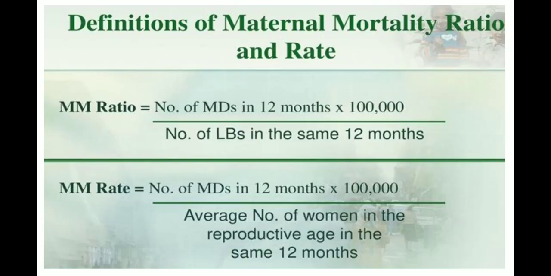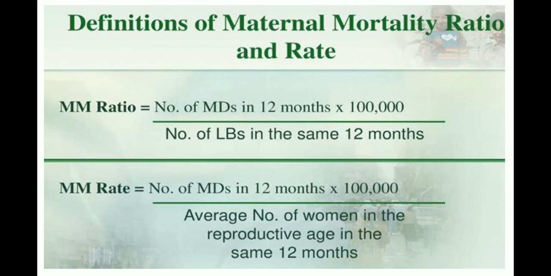Okay, now maternal mortality ratio and rate. There is a difference between them. Maternal mortality ratio is the number of maternal deaths in 12 months multiplied by 100,000 divided by the number of live births in the same 12 months.